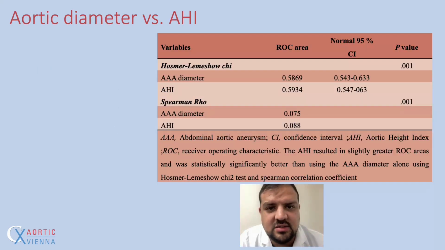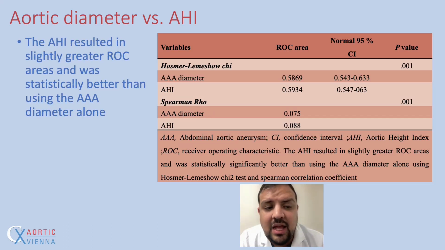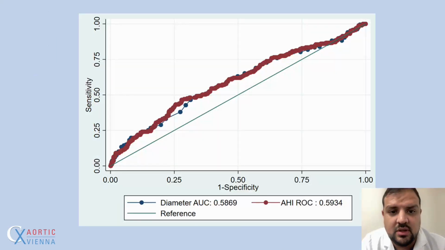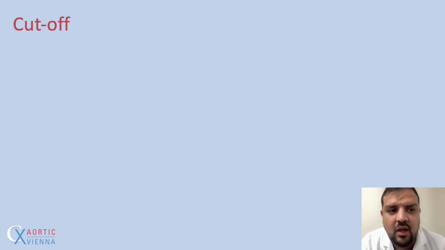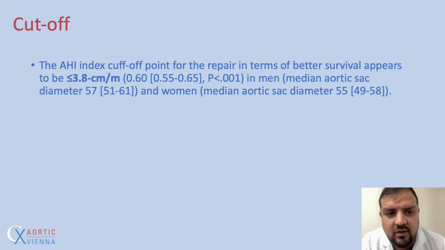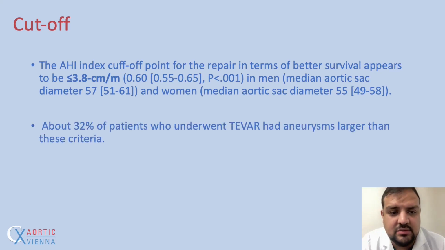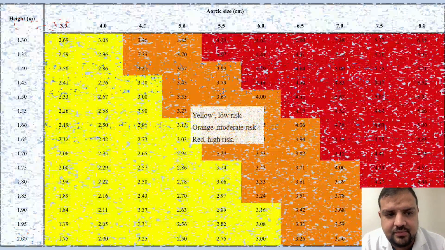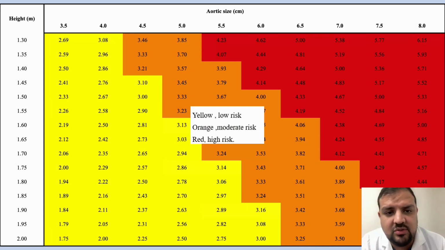In a separate analysis, we compared the aortic diameter versus the AHI, and AHI resulted in a slightly greater ROC area. It was statistically better than using the aortic diameter alone, as shown in this figure. Also, we identified that the AHI cutoff point for repair in terms of better survival was less than 3.8, and that 32% of the patients who underwent TEVAR had aneurysms larger than this criterion. We were also able to develop this nomogram for descending thoracic aneurysms.